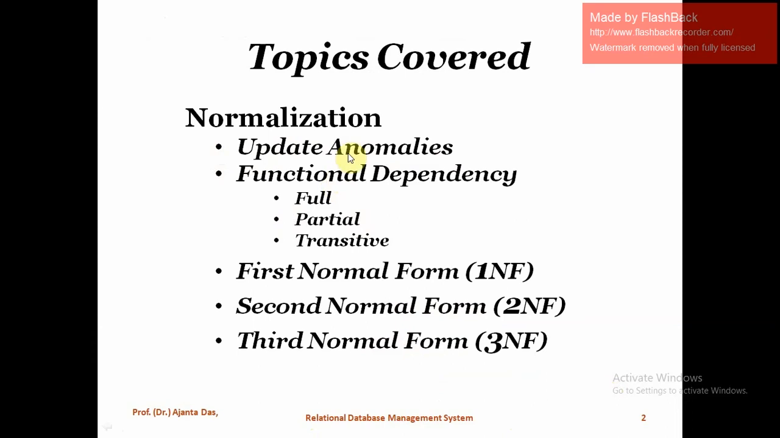Today we shall cover normalizations. Within normalizations, we first discuss what are the anomalies for which we need normalizations to be handled, then different types of functional dependency, then the various normal forms. Today we will try to complete first normal form, second normal form and third normal form.